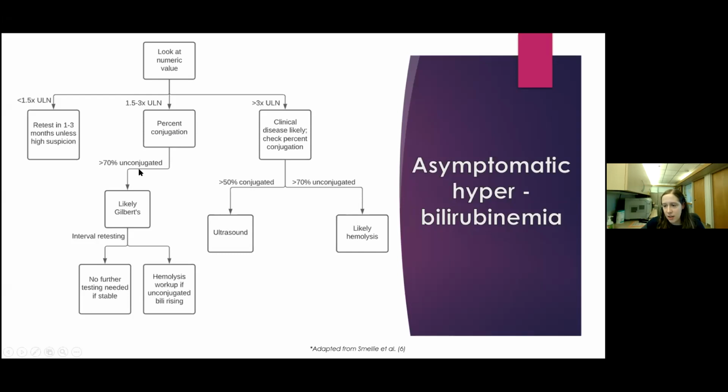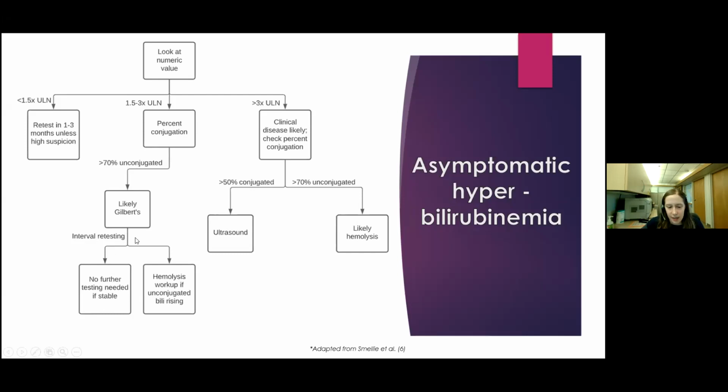And so in his case, his conjugated direct bilirubin was relatively low. And so he would fall under this greater than 70% unconjugated category. And really here, you're thinking about Gilbert's syndrome. And if the diagnosis is most likely Gilbert's, no further testing is needed as long as the bilirubin is stable on interval retesting. So that puts you under this category, no further testing.